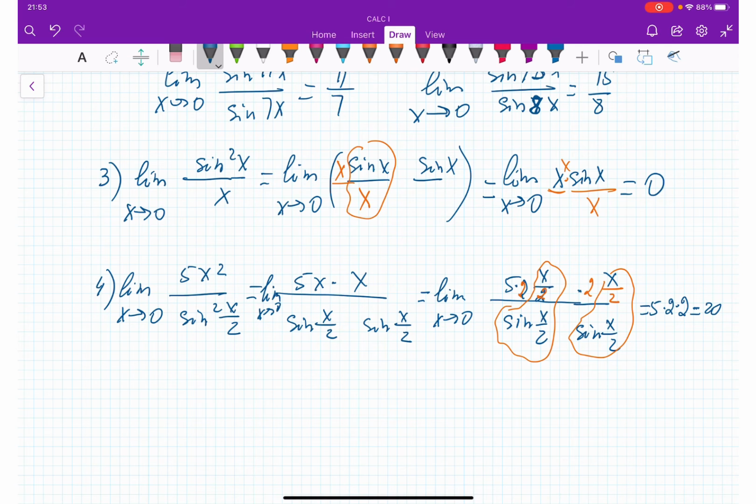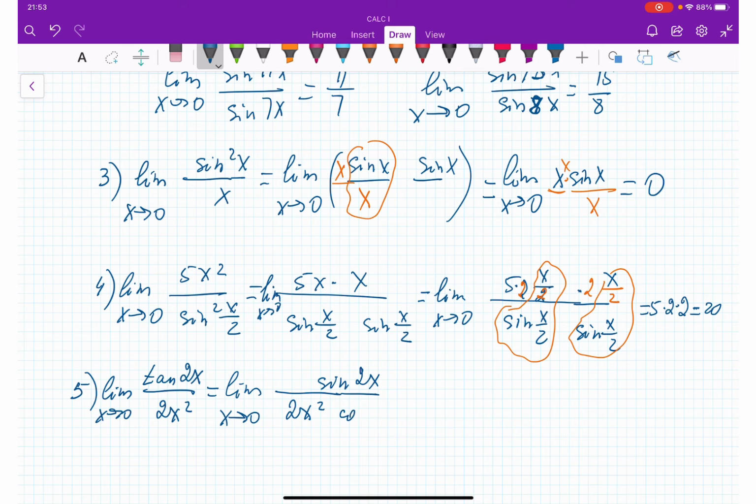Okay, let's solve one more. So limit x approaches 0 and we get tangent 2x over 2x squared. Okay, so again, we get 0 over 0, right? So we're going to do changes. Limit x approaches 0. We are getting 2x squared stays here. Tangent 2x, I'm breaking down into sine 2x over cosine 2x, right? Now, cosine 2x is 1, because cosine 0 is 1, and x is approaching 0.